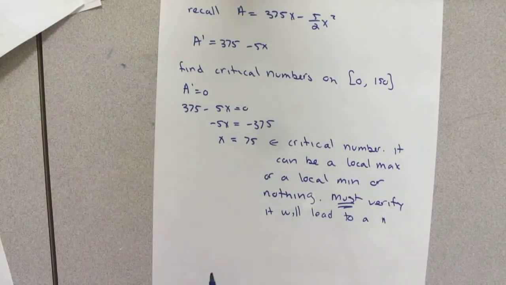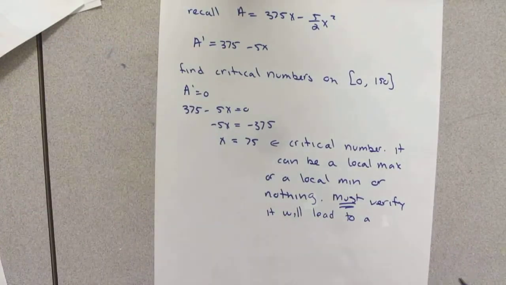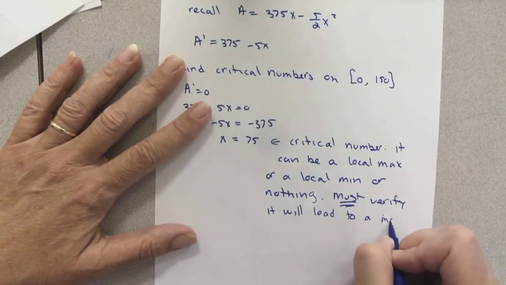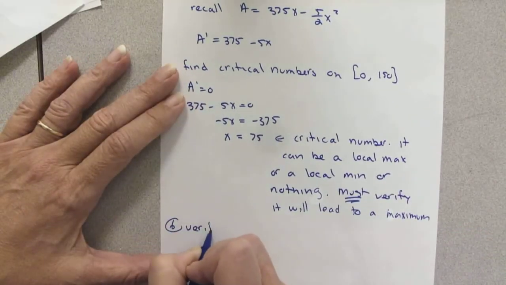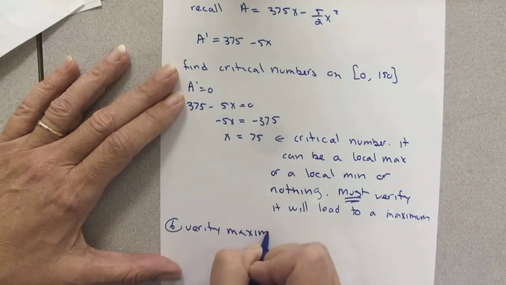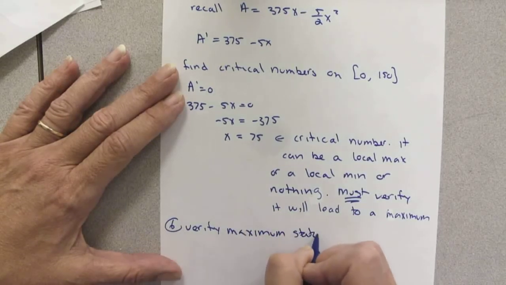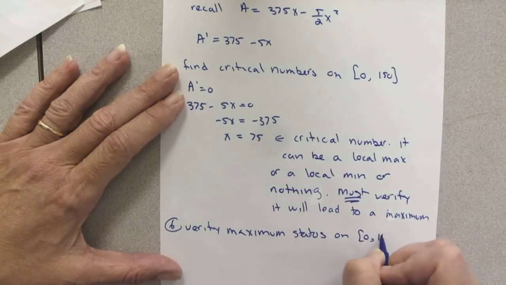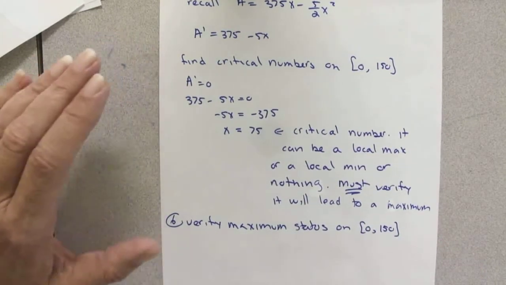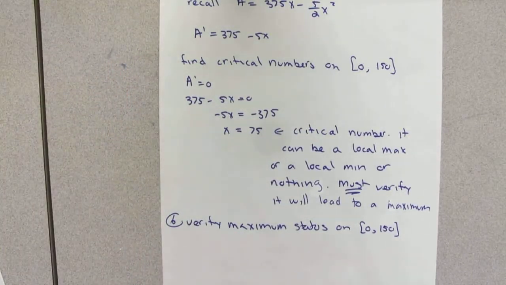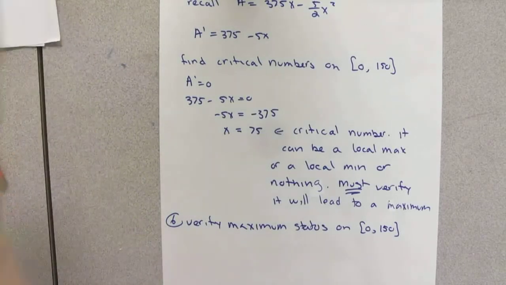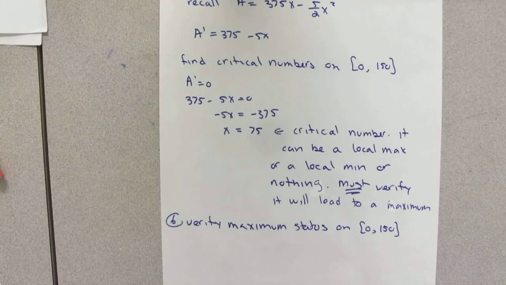So step 6, verify maximum status on my interval from 0 to 150. Now, like I said, when we began doing these problems, I said that I wasn't going to freak out if you didn't do the optimal way of doing the verification. I just want to see that you did something to verify.